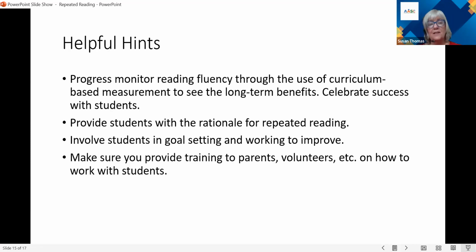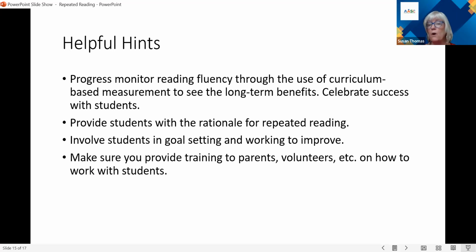Just a few helpful hints. You're going to always be progress monitoring reading through the use of curriculum-based measurements to see those long-term benefits. Make sure you're celebrating success with students when they're doing that. You want to provide students with the rationale for repeated reading, that the reason they're doing it is because we practice to get better, and reading is a skill that we have to practice.